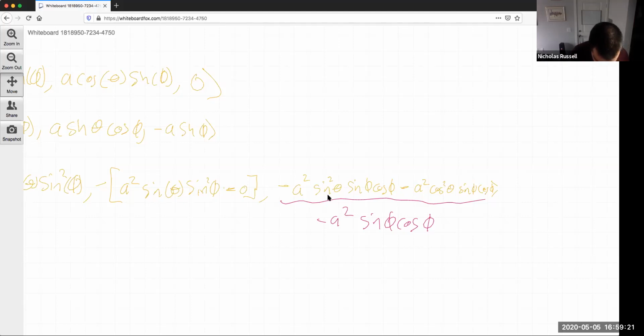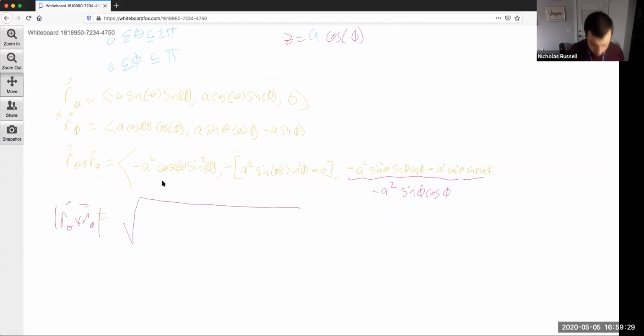And this then becomes the square root of each one of these terms squared. So I can probably factor out, I hope you would agree, an a squared out of this whole thing. I don't have to worry about that. I can just factor it out.